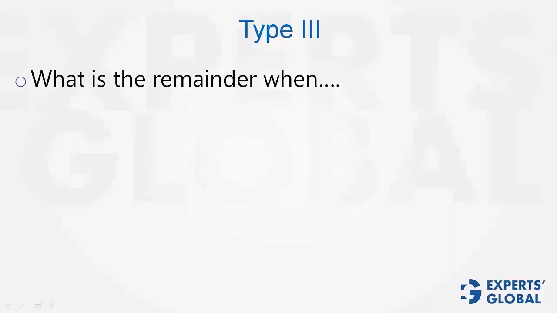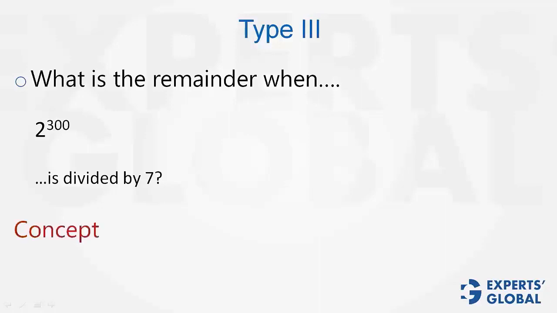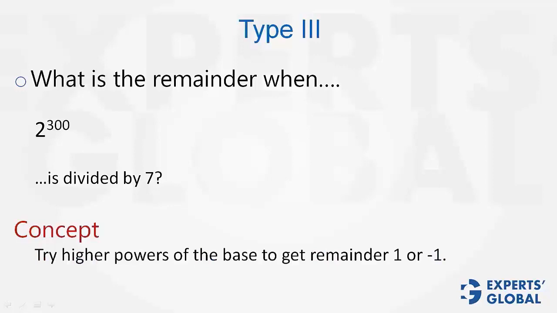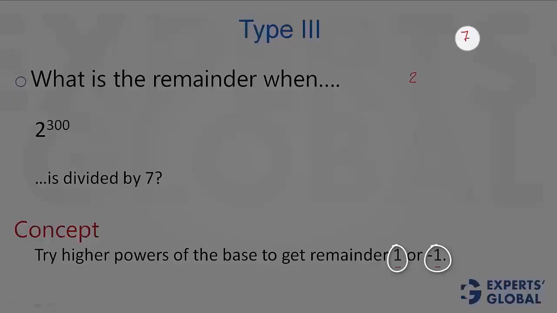So, a very interesting type, this one. What is the remainder when such a number, some base raised to some power, is divided by a divisor? Let's say 7 is the divisor in this case. The concept is to look for higher powers of the base that give a remainder of positive 1 or negative 1 with the divisor. So see, 2 is the base and 7 is the divisor.